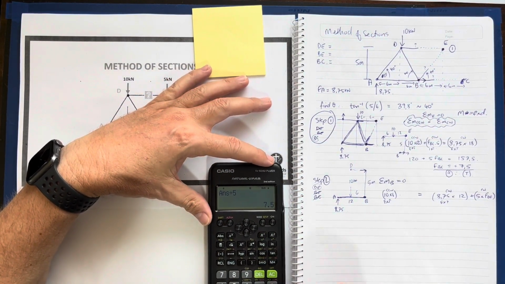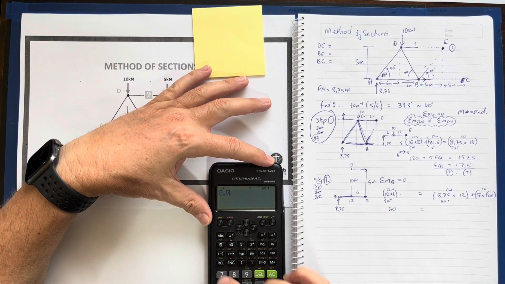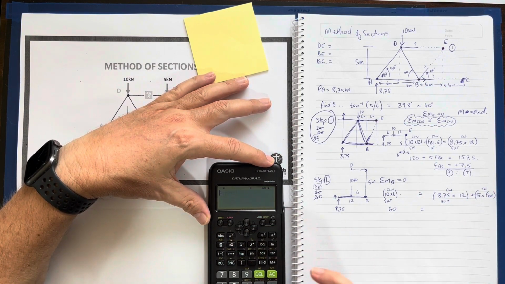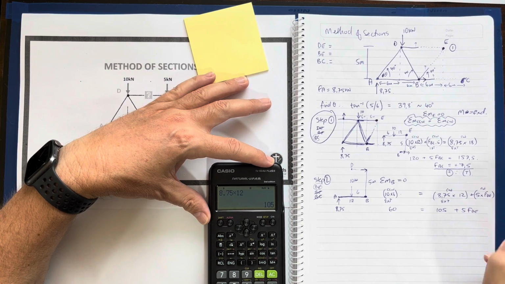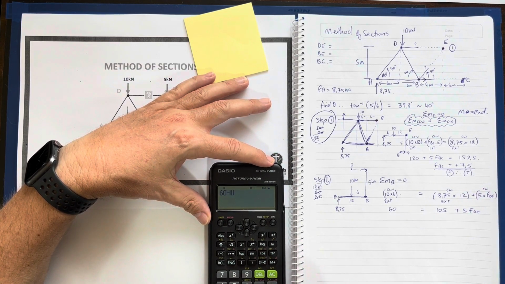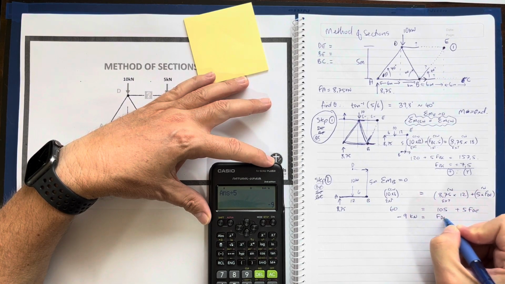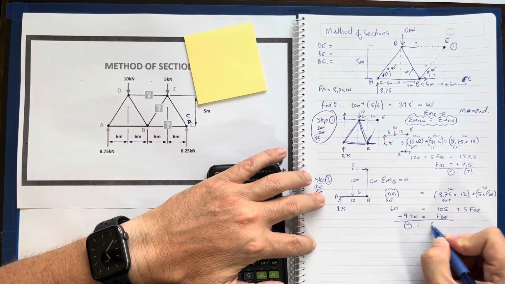And that's a formula. So that would be 60 equals 8.75 times 12 plus, yeah, do it again. 105 plus 5 FDE. So that will be 60 minus 105, divided by 5, negative 9. I've solved the letter B. It is negative, therefore it is in compression.